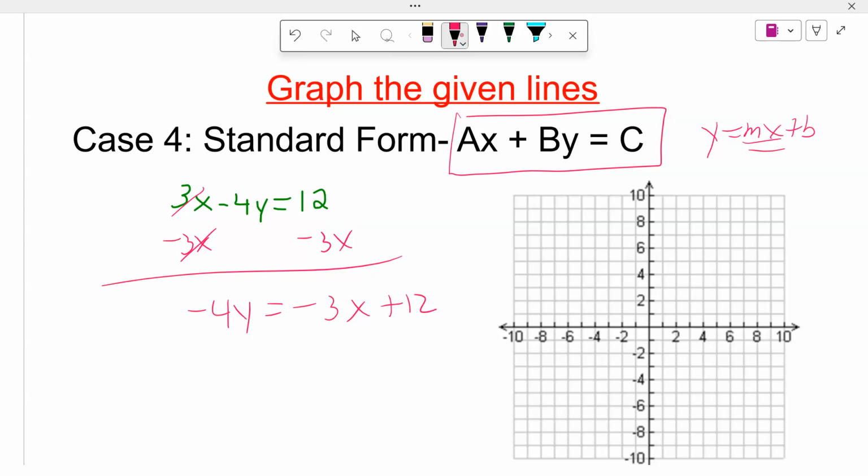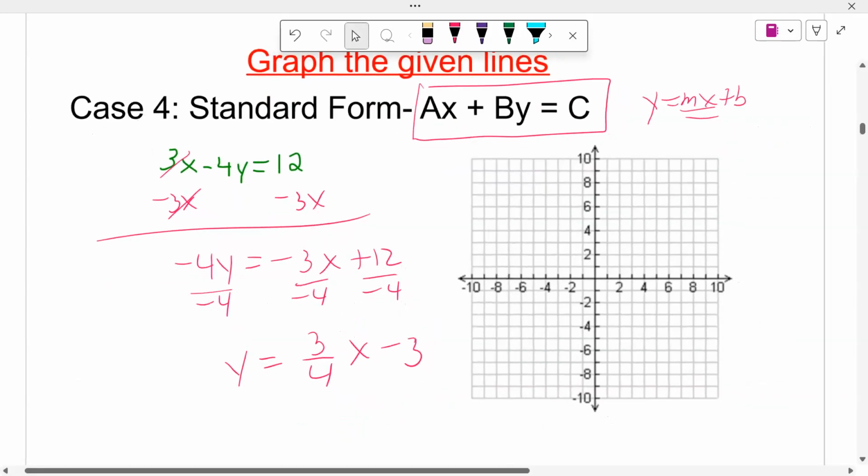And then last but not least, y is by itself. We divide everything on the left by -4, better divide everything on the right by -4. So we end up with y equals negative, or negative, double negative becomes positive, 3/4 x, and then 12 divided by -4 should be -3. And now we're in business.